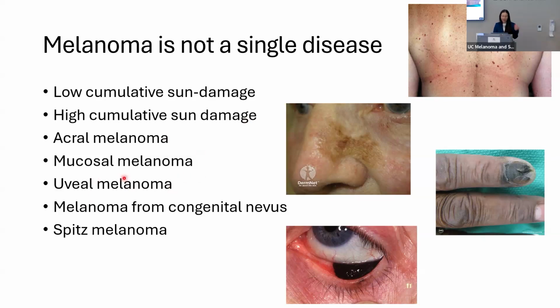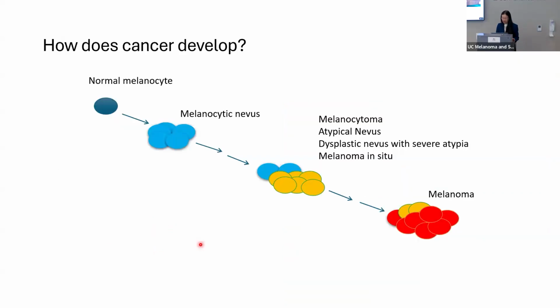And then we have melanomas that may occur in the eye, uveal melanoma. We also have these congenital nevi, children that are born with large melanocytic tumors that are benign, but they have a higher risk of progressing to melanoma, so melanoma from congenital nevus, and then another subtype called Spitz melanoma.